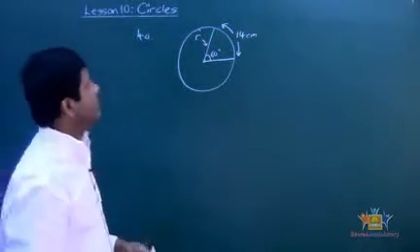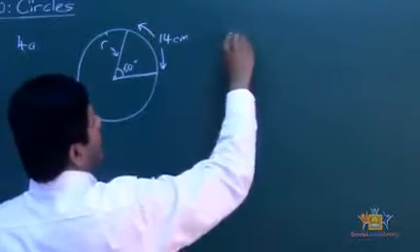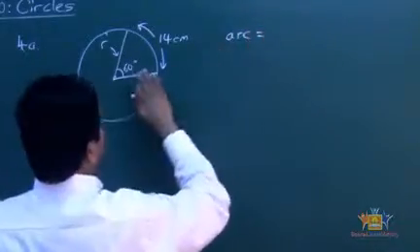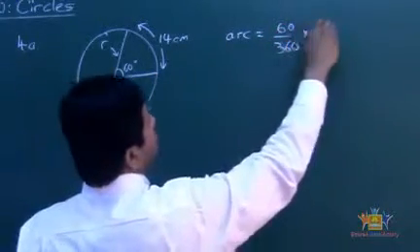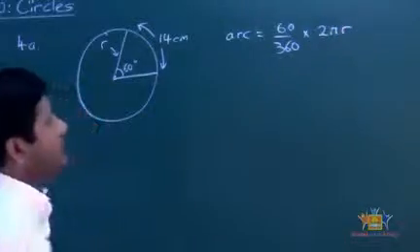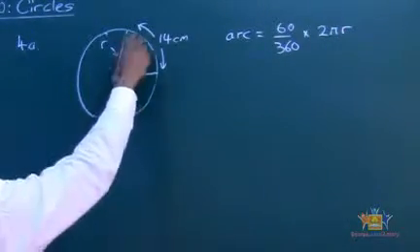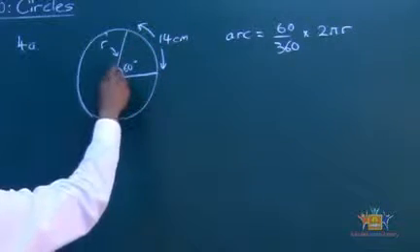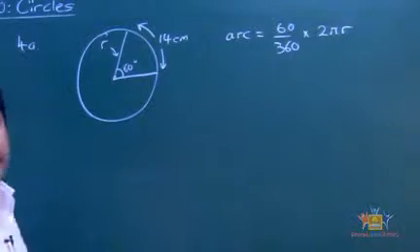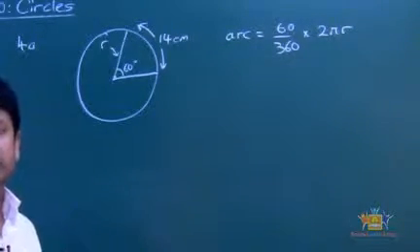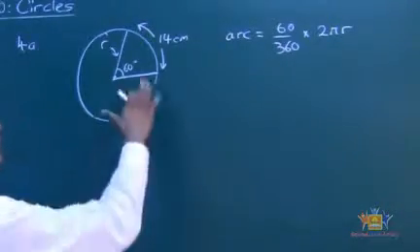Alright, so what do we do? Exactly, we're going to write the formula. Okay, so arc equals the angle, 60 over 360, times 2 pi r. See that? The ratio of the angle that we're looking for over the 360, the total angle, because we know that 2 pi r is the 360 degree angle, the whole thing. Okay, now we're looking for the arc of the 60 degree angle.